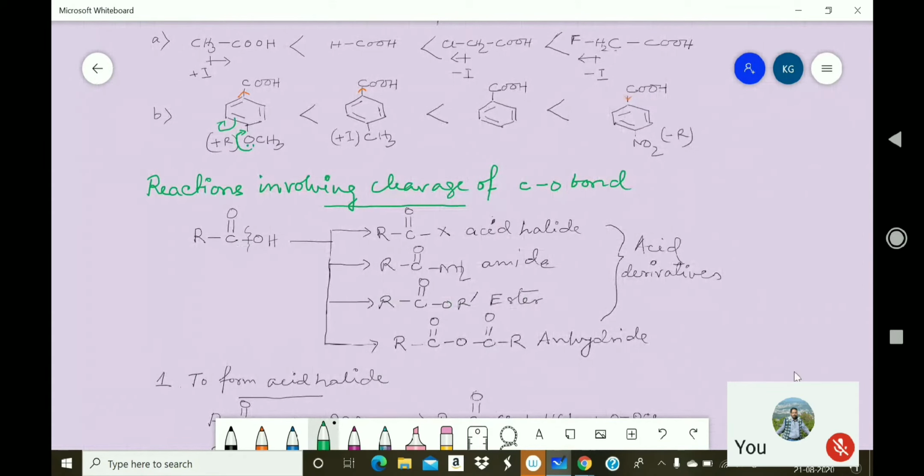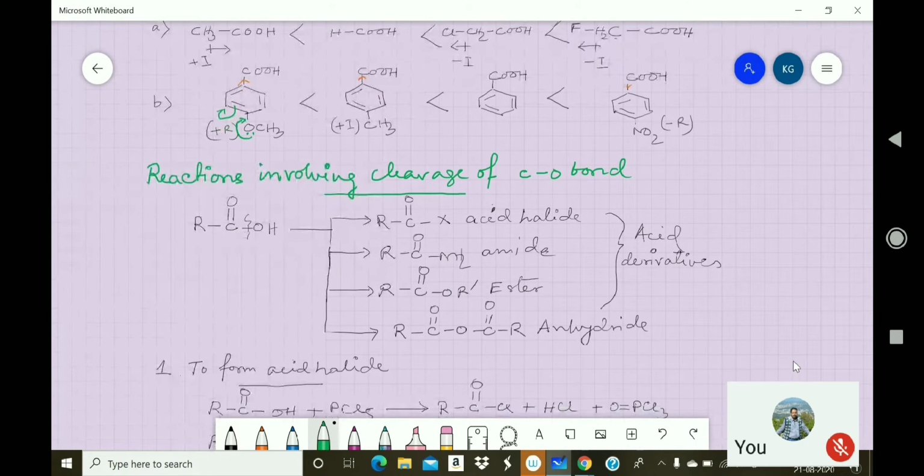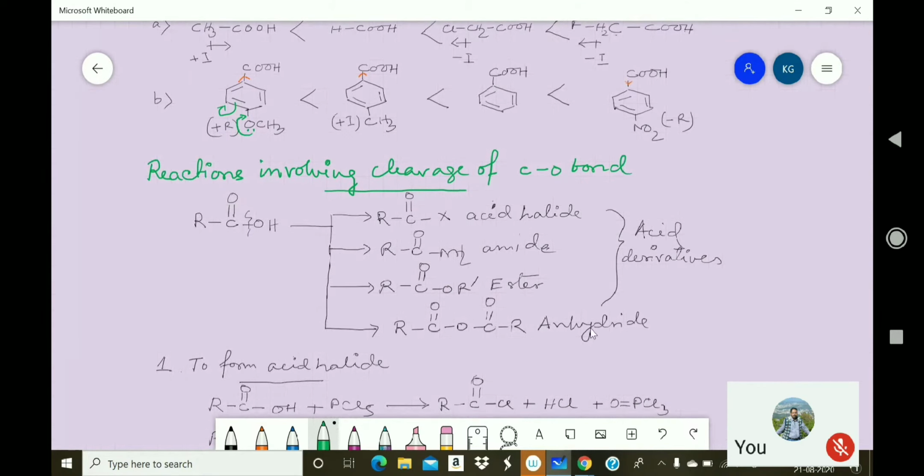Now, let us look into the reaction involving cleavage of carbon-oxygen bond. Here, the characteristic reaction is where the bond between this carbon oxygen is broken and this OH group is becoming free. That means the derivatives of acids are formed when this OH group is replaced with halogen. It is giving rise to the acid halide. If it is replaced with NH2, then it is the amide, CONH2 group.